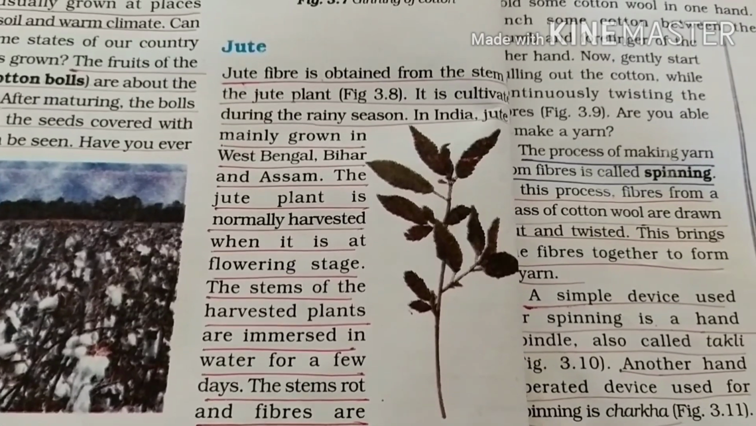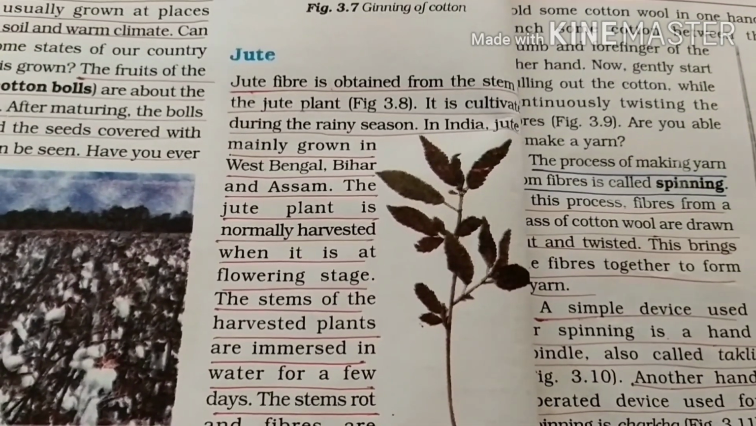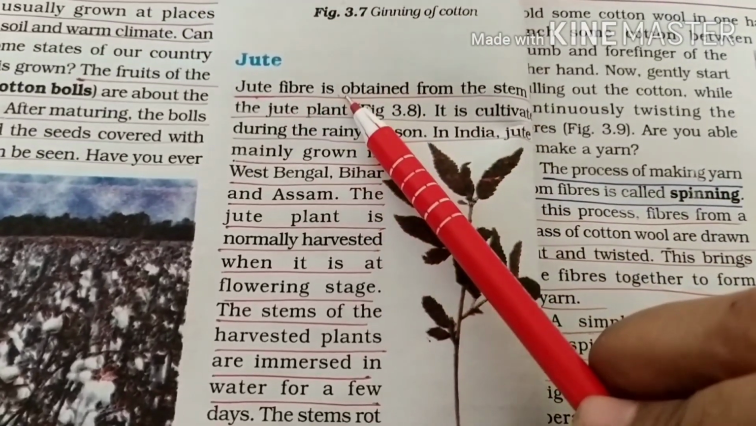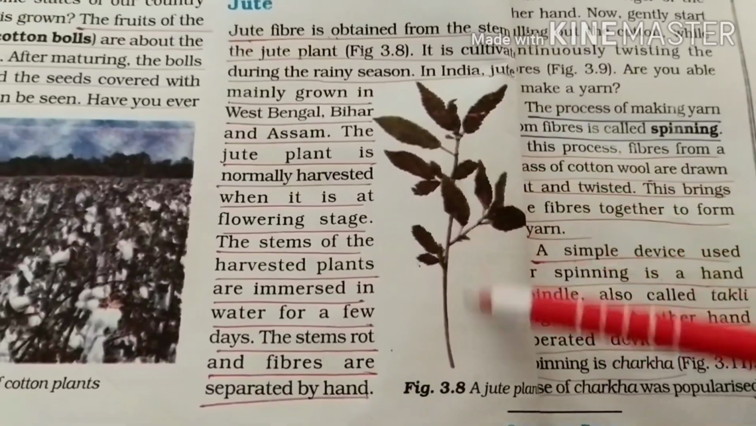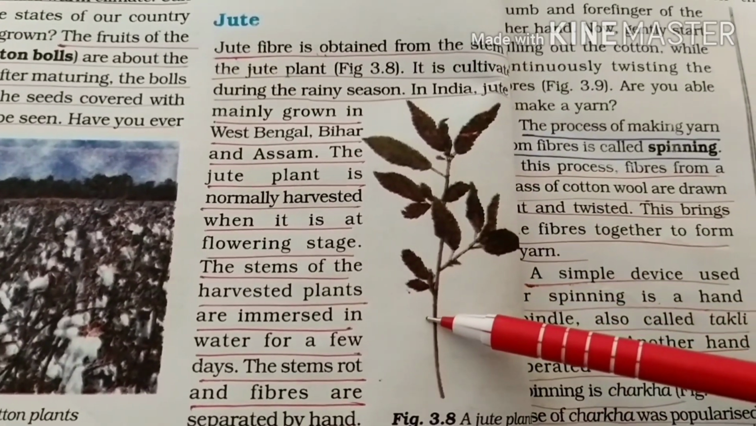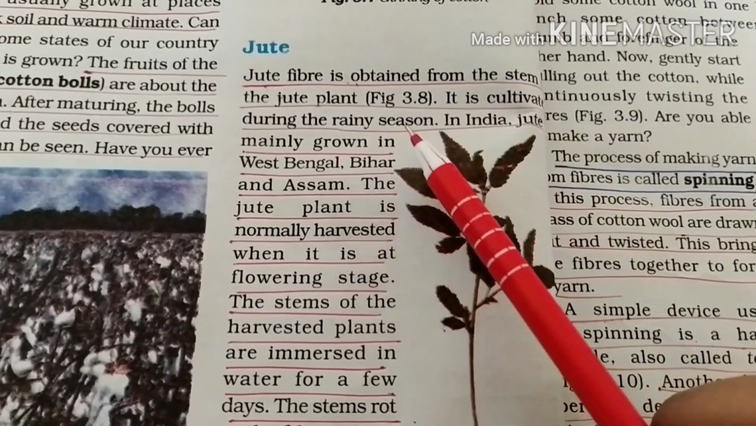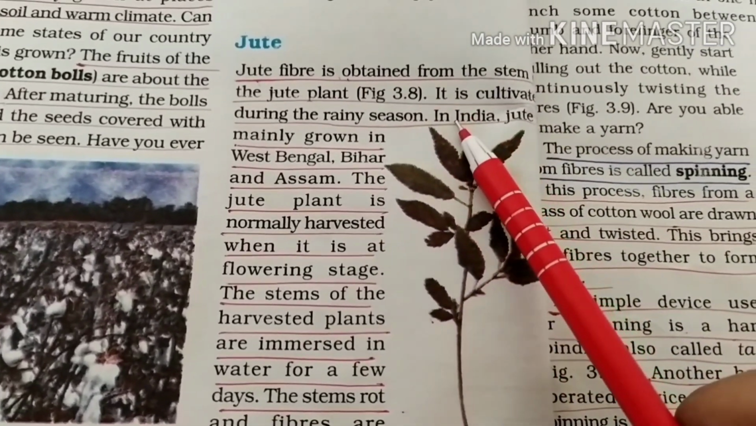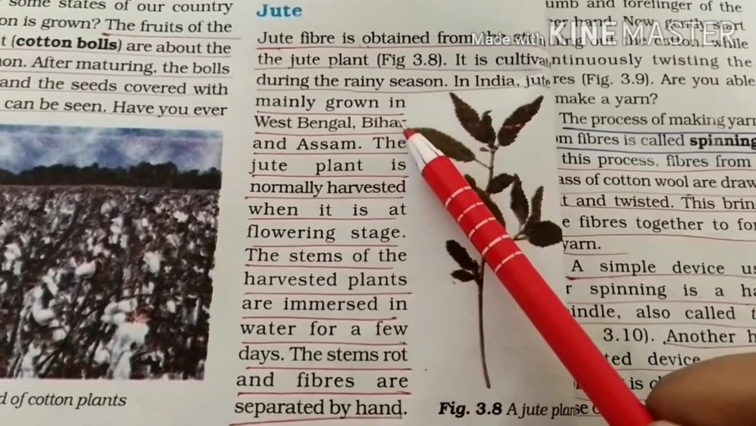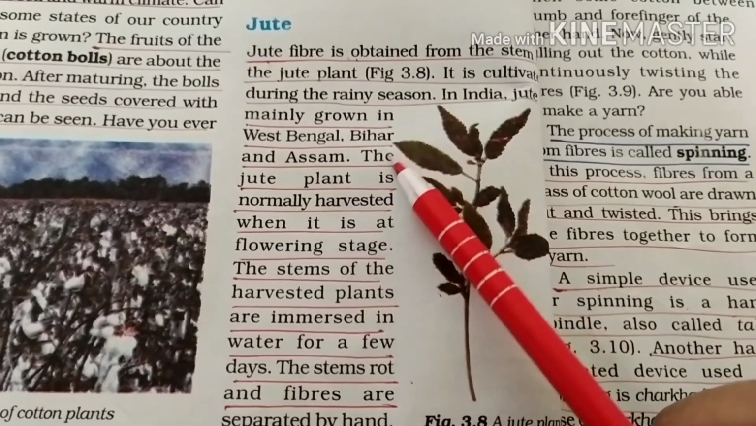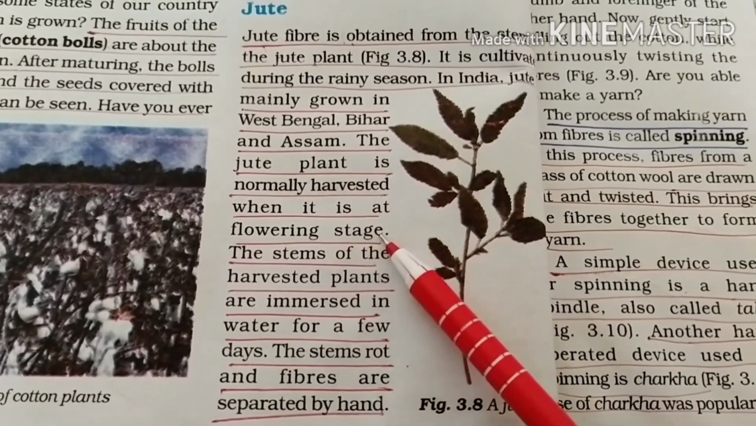Children, I'm moving to another topic of plant fiber, that is jute. Jute fiber is obtained from the stem of the jute plant. This is the jute plant, and from the stem of the jute plant we get the jute fiber. It is cultivated during the rainy season. In India, jute is mainly grown in West Bengal, Bihar, and Assam. The jute plant is normally harvested when it is at the flowering stage.